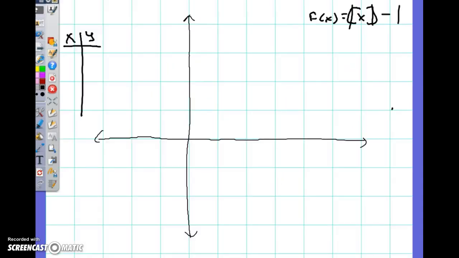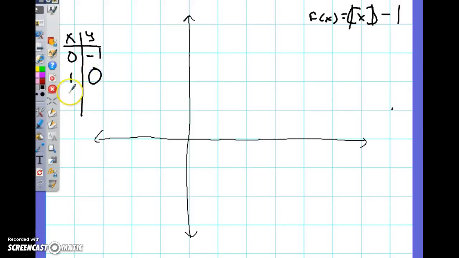Points. Give me a point I care about. Let's go 0. Greatest integer function for 0 is 0, minus 1 is negative 1. I'm going to go 1. Can you do negative 1? Yeah, you can. But I'm going to do 1. Greatest integer function of 1 is 1, minus 1 is 0.